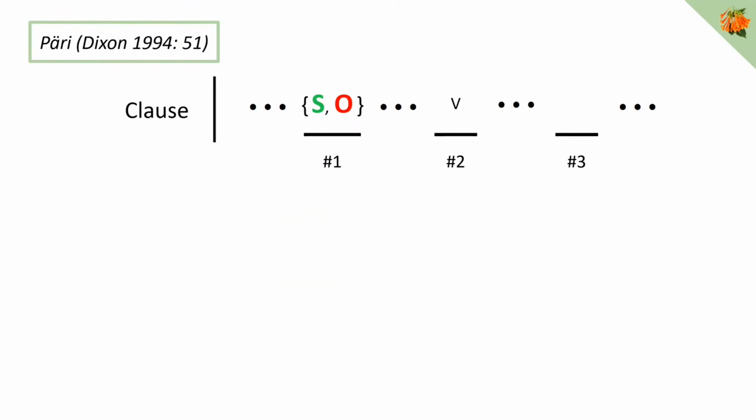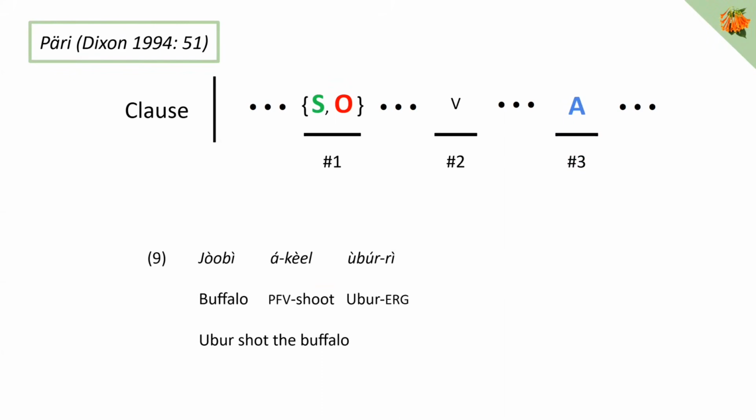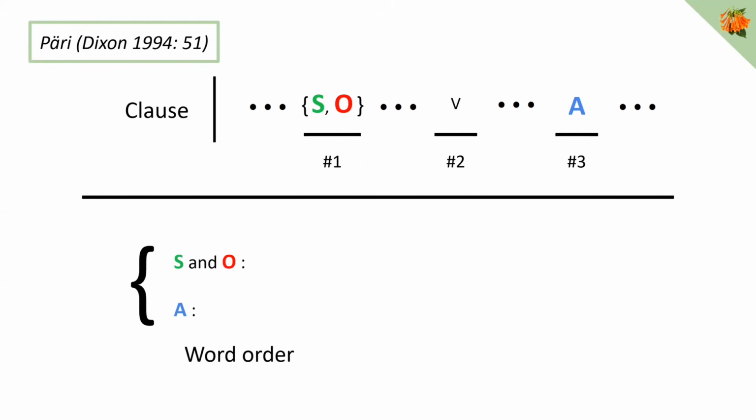Let us now discuss position 3. In Päri, position 3 is occupied by A arguments. If we go back to example 9, we'll see that the A argument ubur sits behind the position 2 verb. If we look back on all the observations we've made about Päri word order, we'll see that both S and O arguments occupy position 1, whereas A arguments occupy position 3.